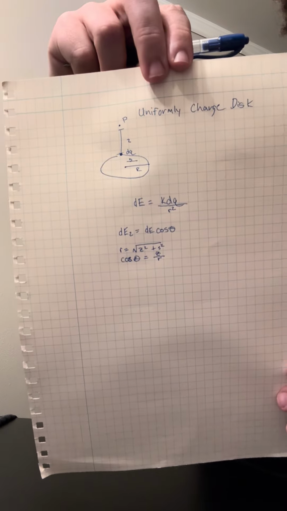Then we can start solving for what we do know, and we are going to be using the ring. So we know that R geometrically will equal the square root of Z squared plus S squared, right? And then we also know that cosine theta, excuse me, I wrote that wrong, cosine theta is equal to Z over R. So I'll update that.